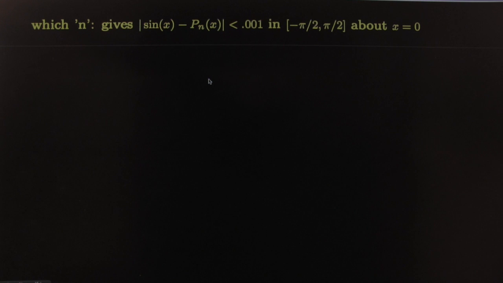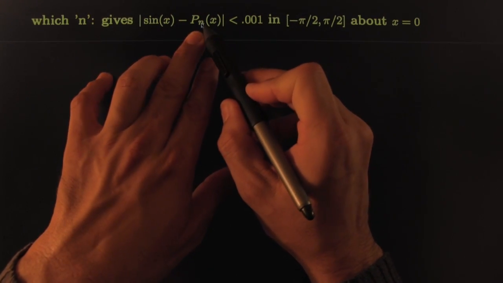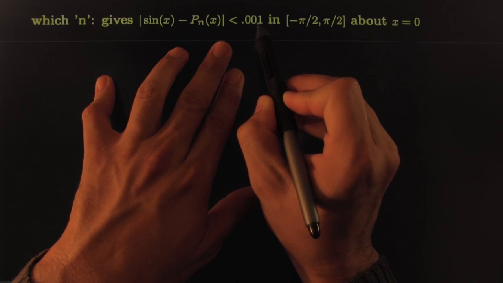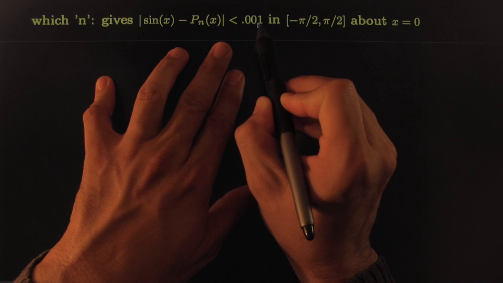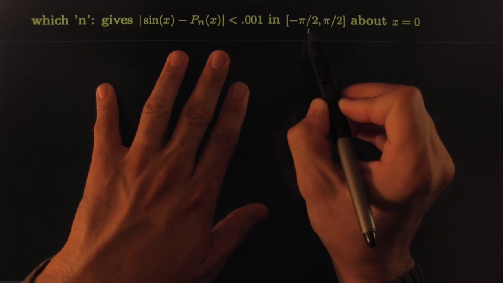Okay, take a look at this variation of the problem. In this case, I don't tell you which degree polynomial I'm going to use. In fact, I tell you the error that I want. I want it to be good up to 3 decimal spots, so I want it to be within 1/1,000. And I give you the interval.